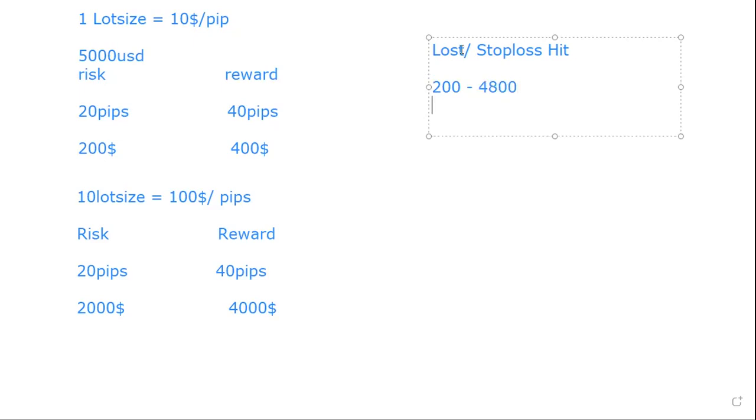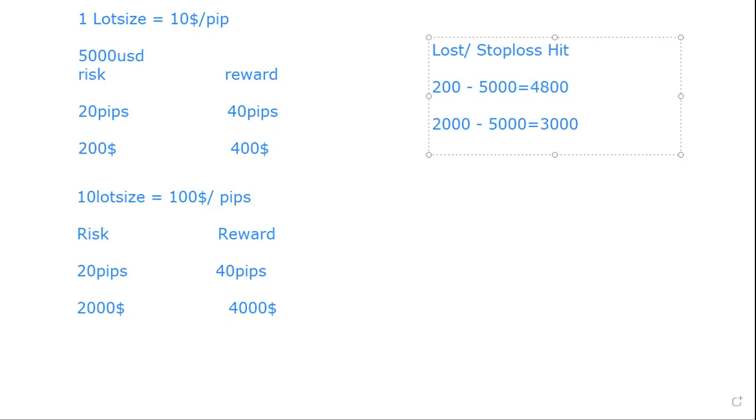Now let's come to the second trader. He was using 10 lots. Meaning if he lost because the stop loss was hit, he will lose $2,000. If $2,000 is deducted from his account, that person will remain with $3,000. Now in the long run, who will be a serious loser here? This trader who is over risking his capital, because the trades he is entering are of a high contract size.